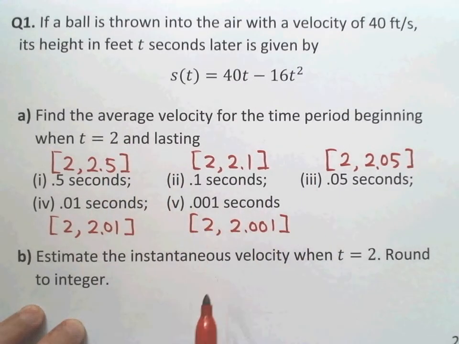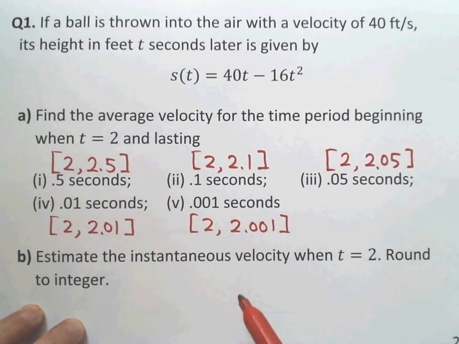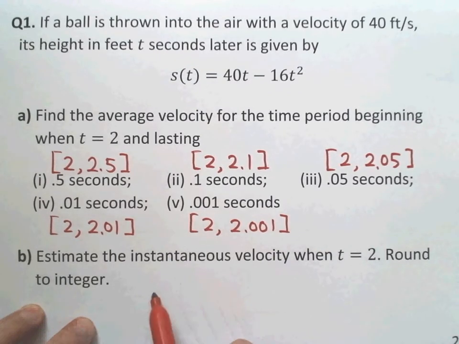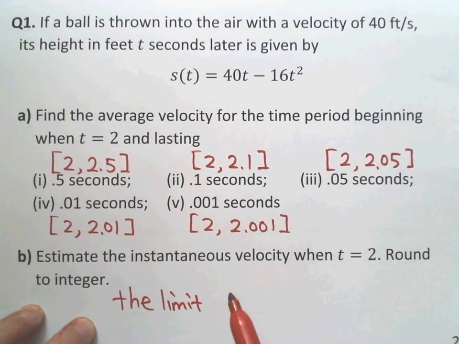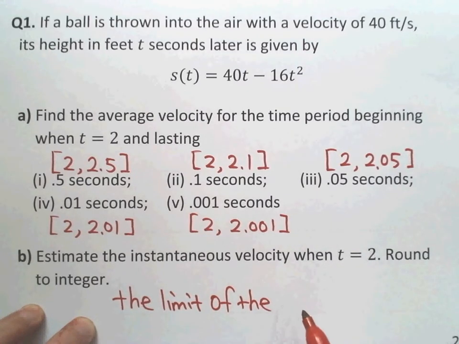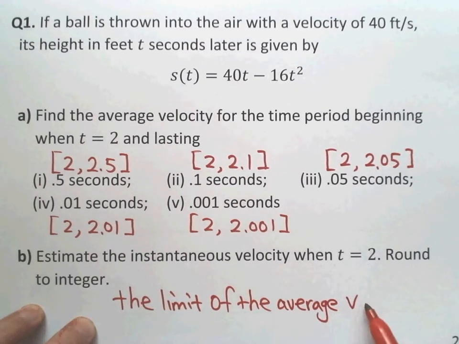So we finish this part, and then we can finish the second part: estimate the instantaneous velocity. It should be the limit. Do you remember what we just did? Instantaneous velocity is the limit of the average velocities.